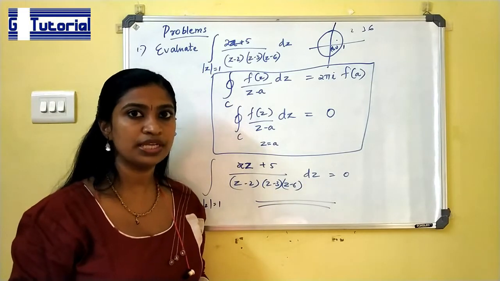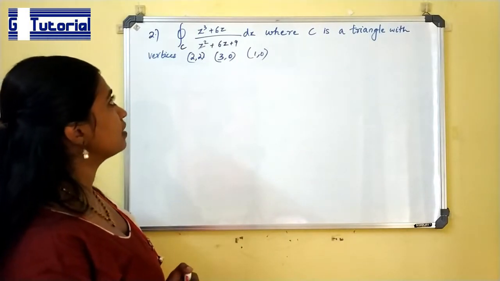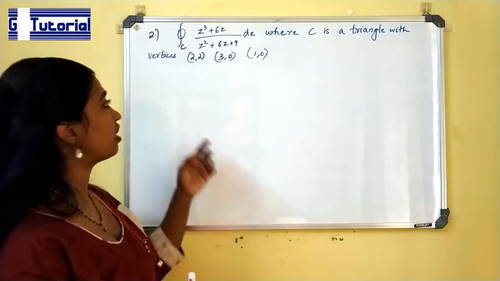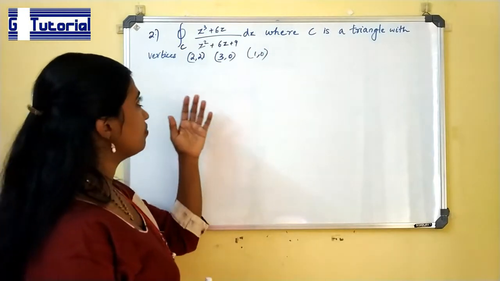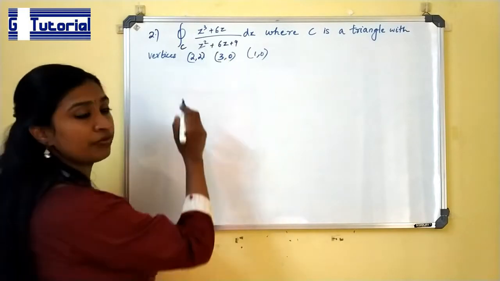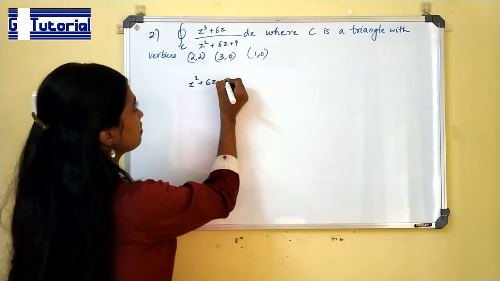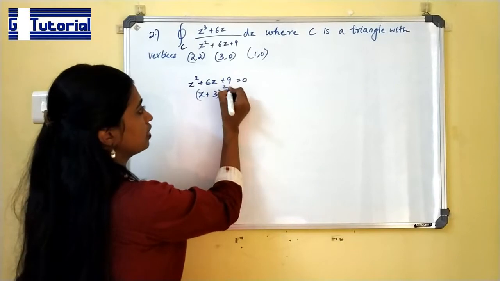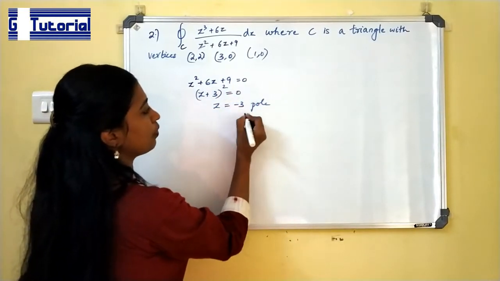Okay. Now we can do the next problem. This is the second problem. Closed integral over C of z cube by z square plus 6z plus 9 dz, where C is a triangle with vertices 2, 2, 3, 0, 1, 0. If you are given such a question, first we have to find the poles, that is, the denominator equated to 0. z square plus 6z plus 9 is equal to 0. This is the expansion of (z + 3) the whole square. So z = -3 is the pole and the order of the pole is 2.